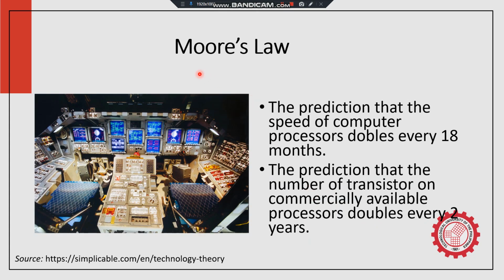Next is Moore's Law. Now, the prediction that the speed of computer processors doubles every 18 months. So, the prediction that the number of transistors on commercially available processors doubles every 2 years. So, these predictions are what we call Moore's Law, and other predictions as well similar to this.